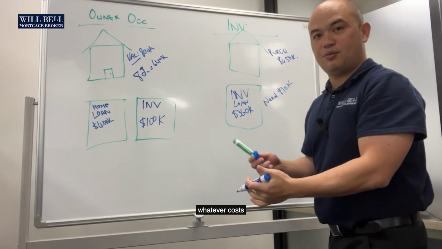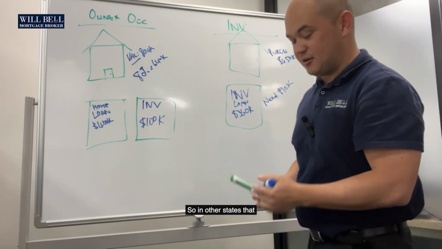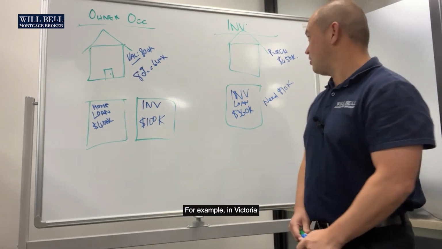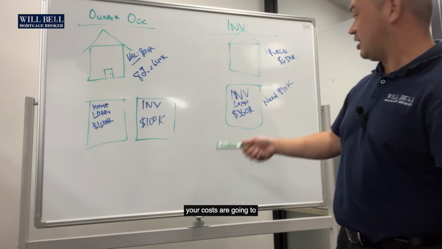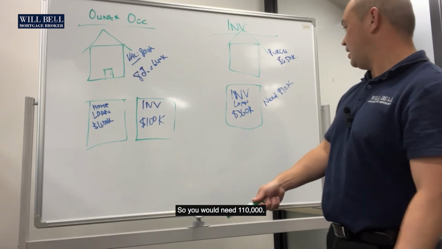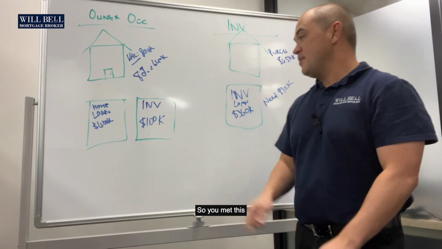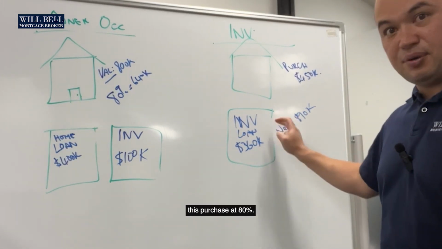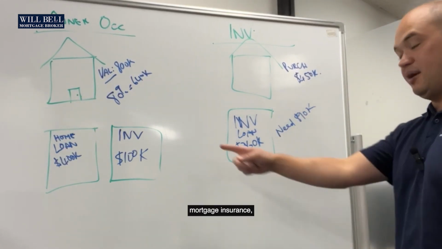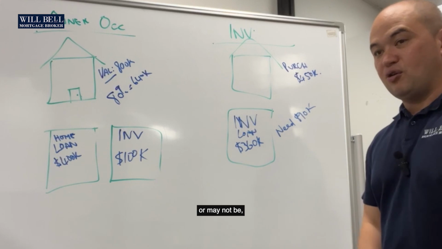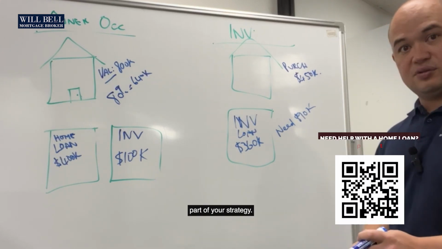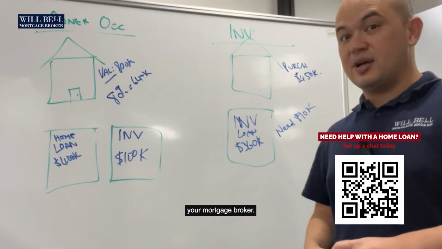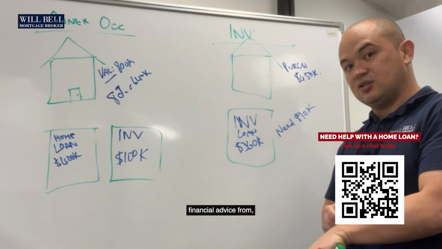That will cover whatever costs there are, so stamp duty. In other states that actually might need to be a bit higher. For example, in Victoria, your costs are going to be around $20,000, so you would need $110,000. So you make this whatever the costs are to be able to pull off this purchase at 80%. Otherwise, you're going to pay mortgage insurance, which may or may not be part of your strategy. That's probably something you want to chat with your mortgage broker, or whoever else you're seeking financial advice from.